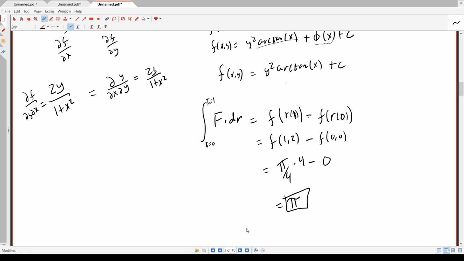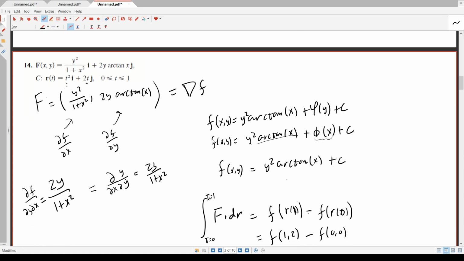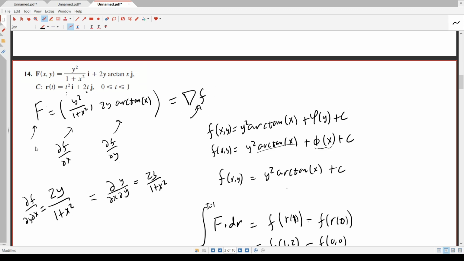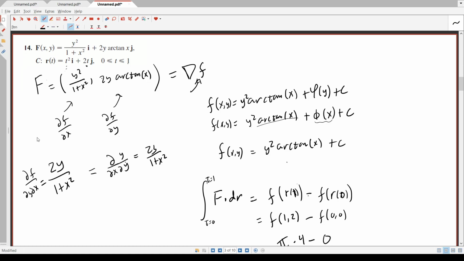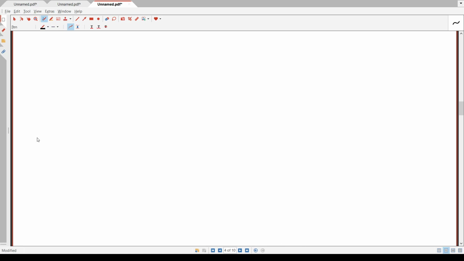Okay, so that is the fundamental theorem of line integrals. Remember, this right here is called a potential function, and if this function exists, we call F, big F, a conservative vector field. Okay, so next topic. Now, again, we're still looking for ways to integrate line integrals a lot easier.